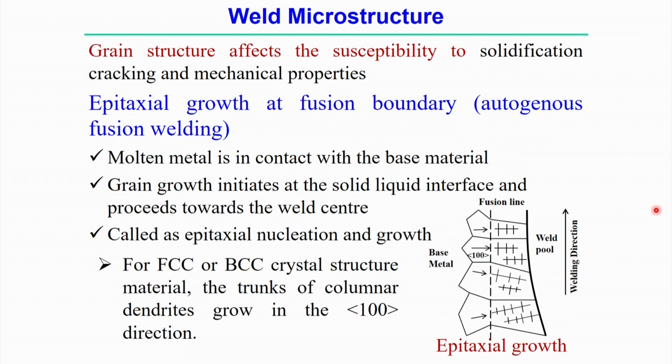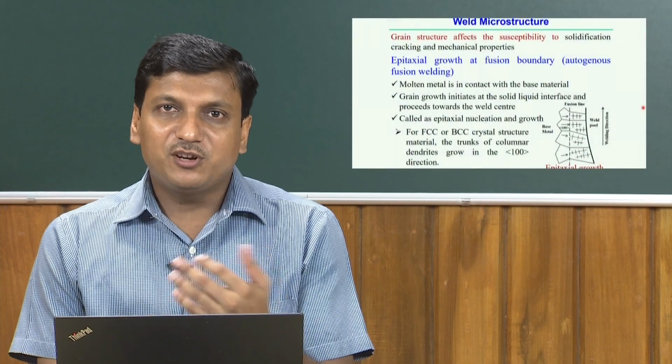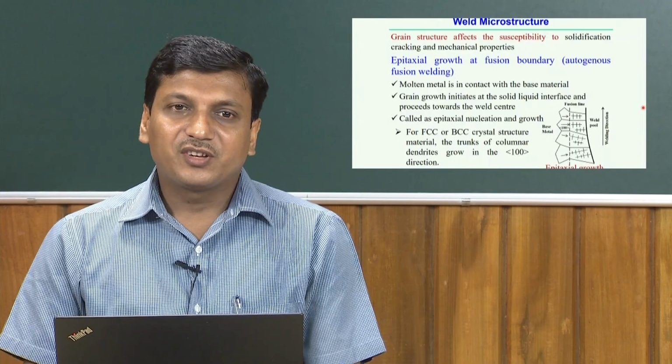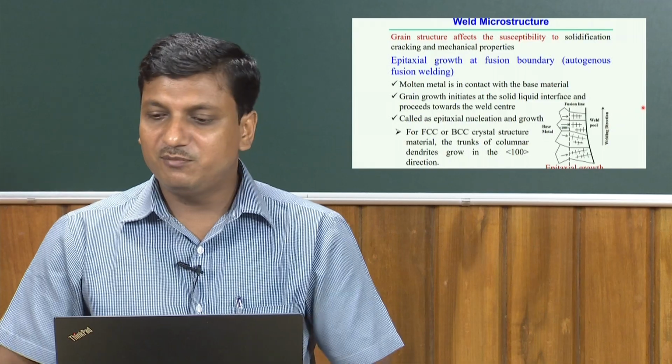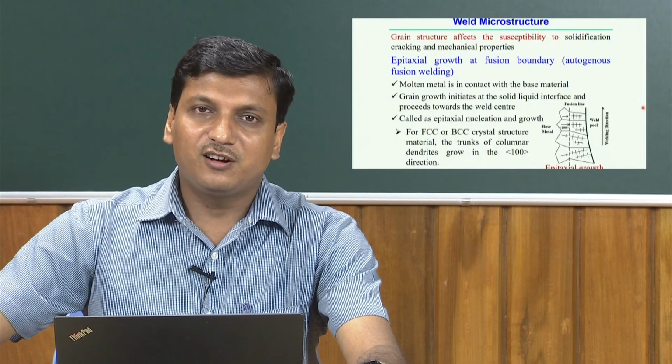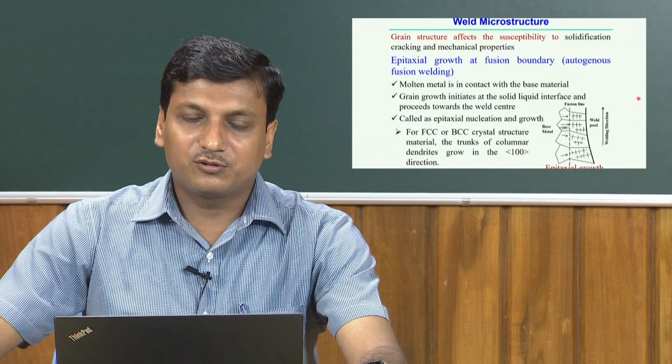One important aspect of the growth in the fusion zone of the welded structure is called epitaxial growth at the fusion boundary, and this epitaxial growth basically happens in the case of the autogenous fusion welding process. If we use some filler material, that destroys the epitaxial growth mechanism, and in that case some other mechanism may better explain the phenomena of grain growth.